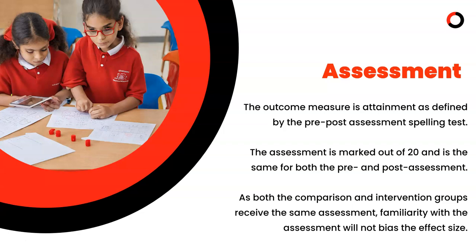And finally, just moving on to the assessment. The outcome measure is attainment as defined by the pre and post spelling test. This is the one that you create from your spelling list. The assessment is marked out of 20, the same for both the pre and the post. As both the comparison and the intervention groups receive the same assessment, familiarity with this should not bias the effect.